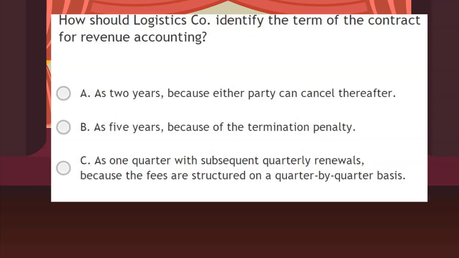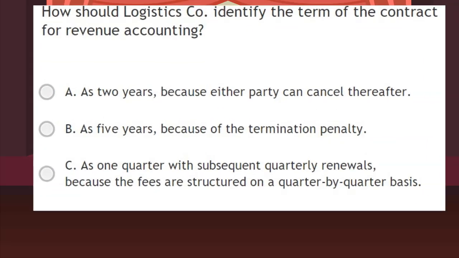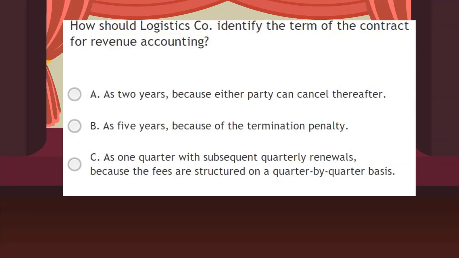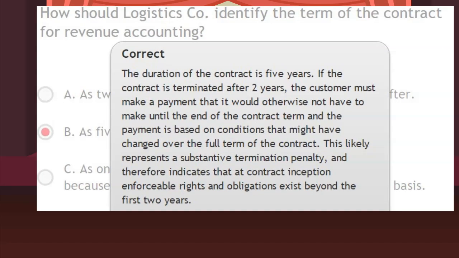Answer the following question about the contract term based on the facts you just learned about the logistics company. The correct answer is B, a 5-year term contract. This is because of the substantial termination penalty, which makes it unlikely to be terminated after 2 years.